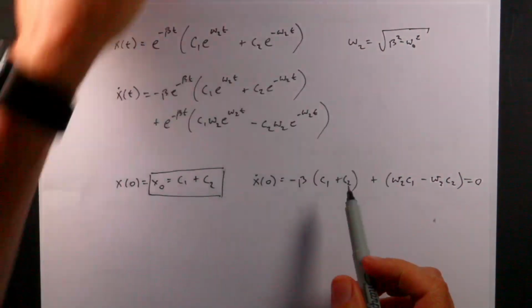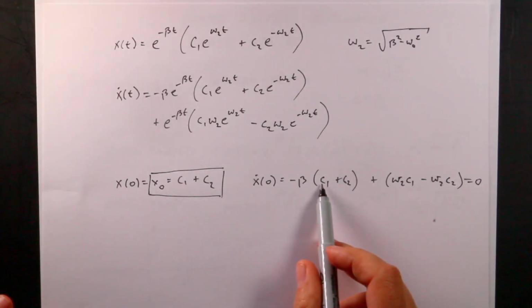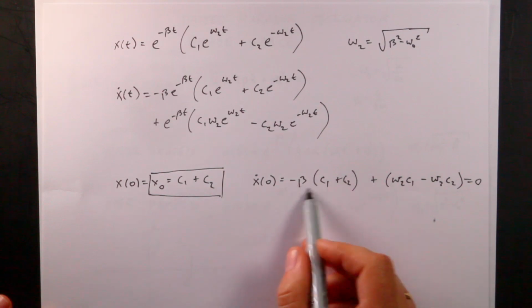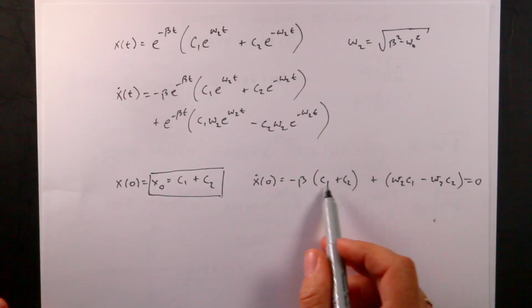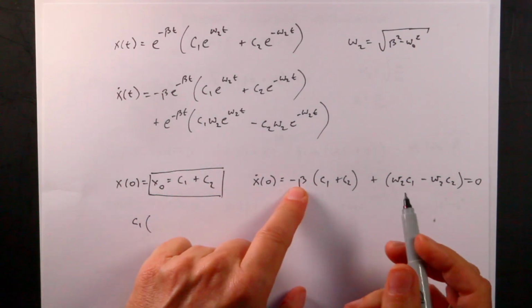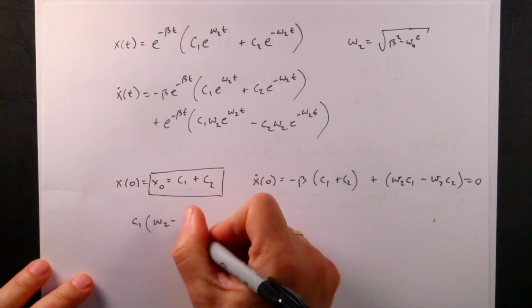Okay, so let's see what I did. Let's just get my C1s and C2s together. If I rewrite this equation, that one's easy. If I rewrite my equation up here, I can write this as C1 times, I have a negative beta and I have omega 2, so omega 2 minus beta.